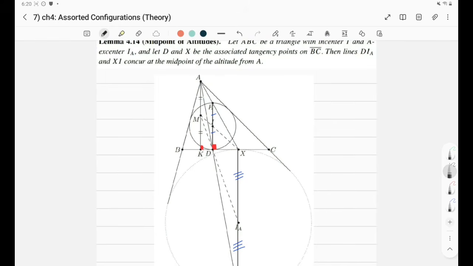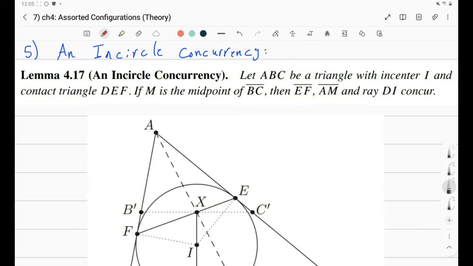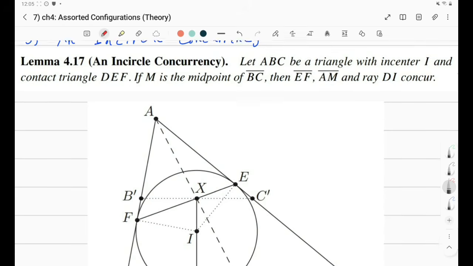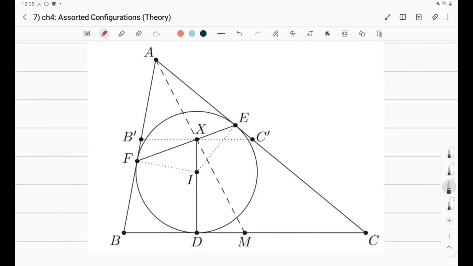Alright, so now let's move on to another configuration, probably our final configuration about the incircle. Alright, our fifth configuration and the final one about the incircle is the following. In this diagram, as you can see, we simply have a simple triangle ABC. We have the incircle and the touch point D. In fact, we have the whole contact triangle, so we have D, E, and F. And I is the incenter. We have the midpoint here, like AM is basically the median.